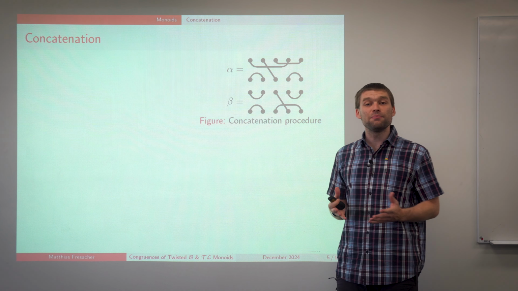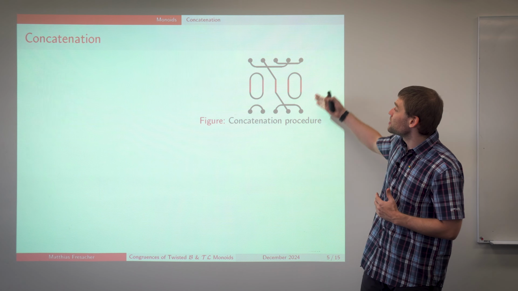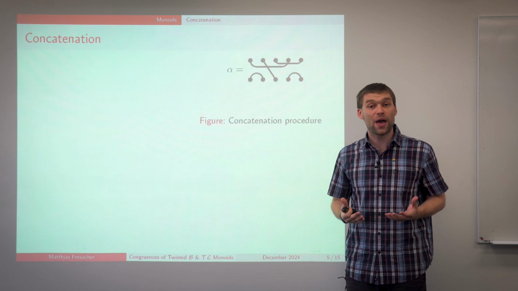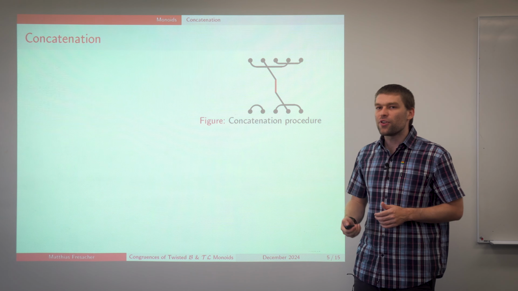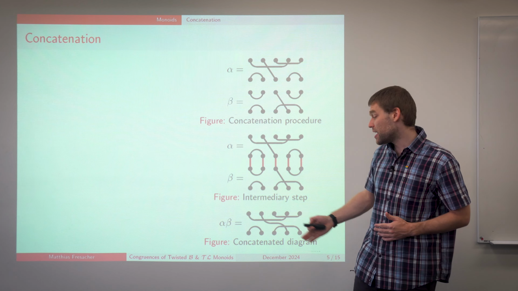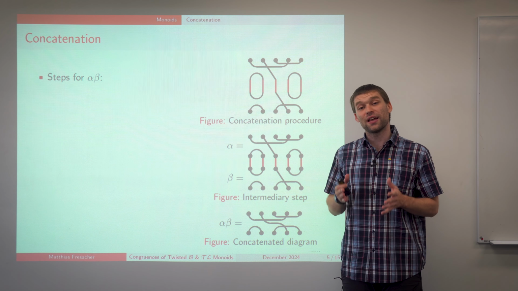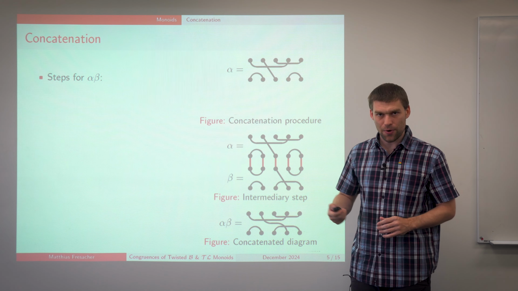Concatenation, well, that's the multiplication operation of our monoid. For those of you that are visual-based learners, this is an animation of that procedure in action. And for everybody else, I'm going to make use of this intermediary step to explain how we end up at the concatenated diagram. So let's go through the steps for calculating alpha times beta in some detail.